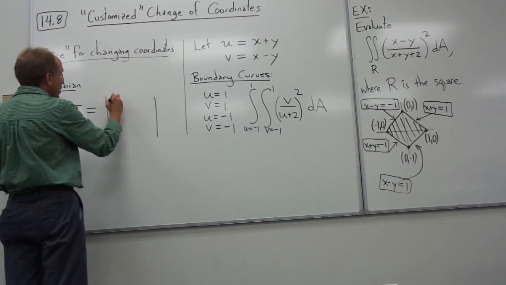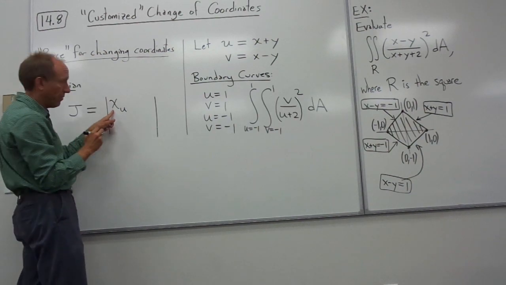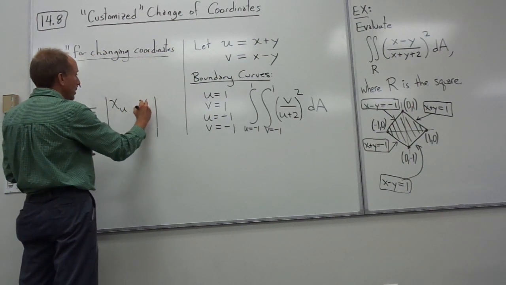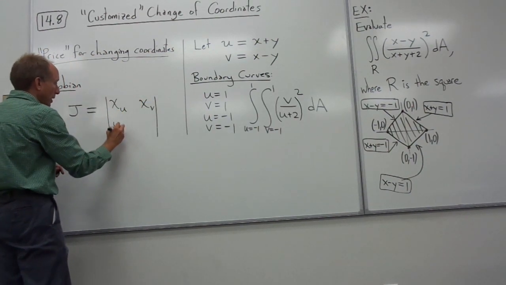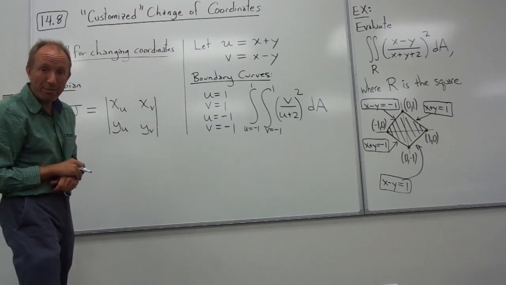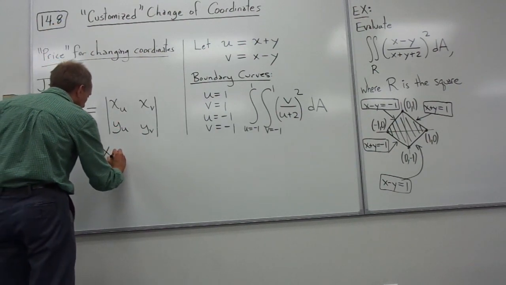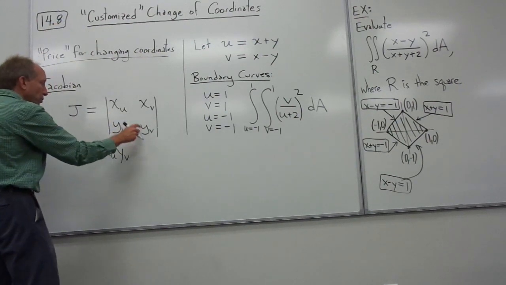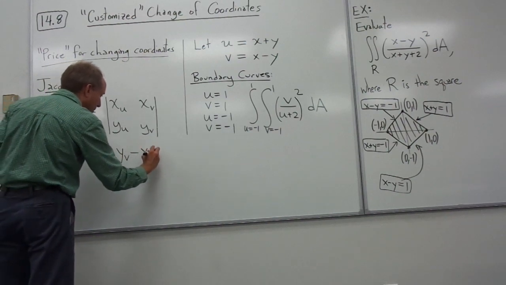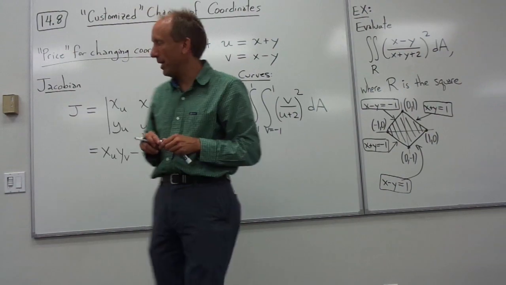But what you're going to do is you're going to take partial derivatives of, let's start with the x variable, with respect to u, and then with respect to v. And then on the second line, y with respect to u, and y with respect to v. And you're just going to do a little 2 by 2 calculation. X sub u, y sub v, minus x sub v, y sub u. This is the expression that you have to calculate.